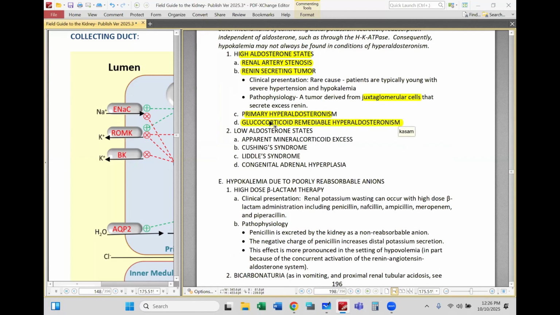Okay, I always remind the fellows, the name says it all. This is hyperaldosteronism, so aldo will be high. And when you give glucocorticoids to them, remember the pathophysiology? It downregulates ACTH. This is a syndrome in which ACTH is inappropriately driving aldosterone synthase because of an unequal crossing over event. It's a genetic disease, okay?